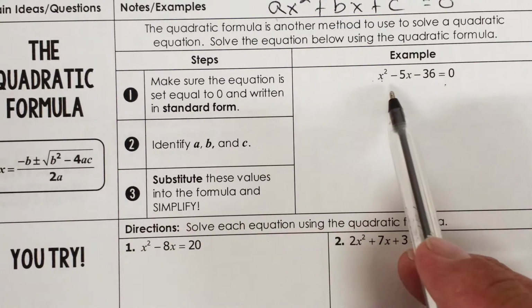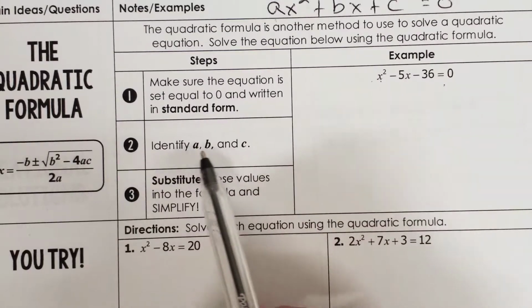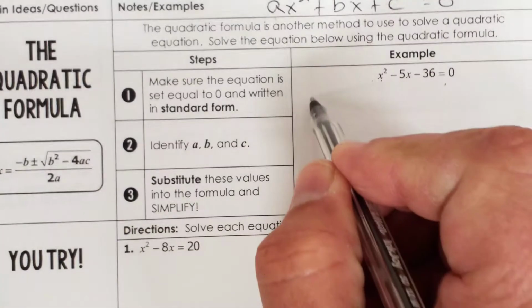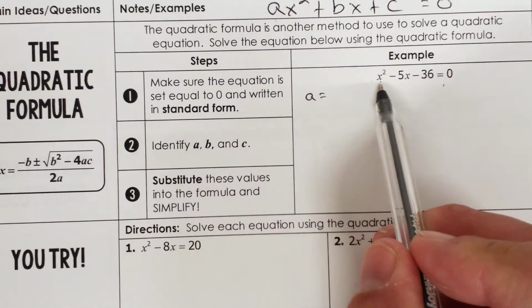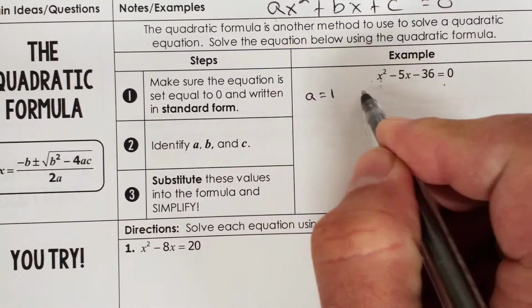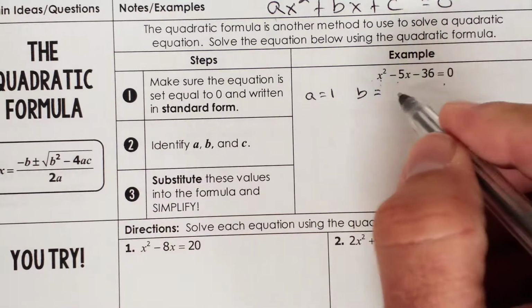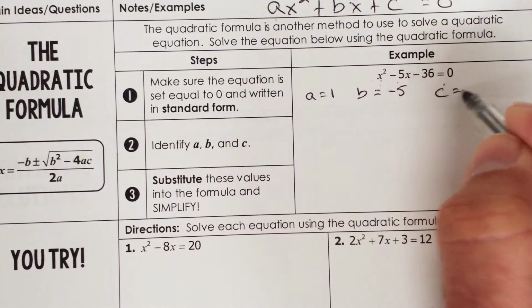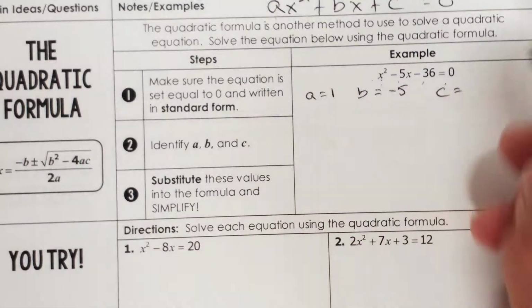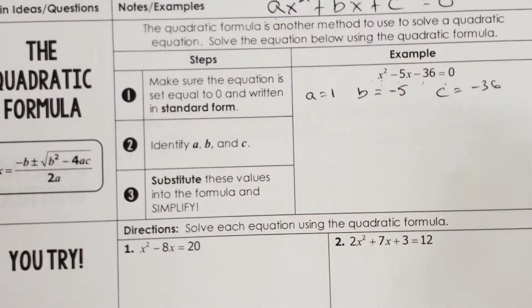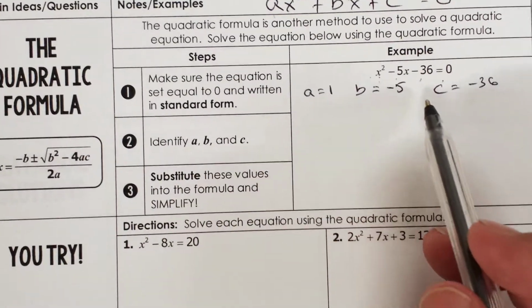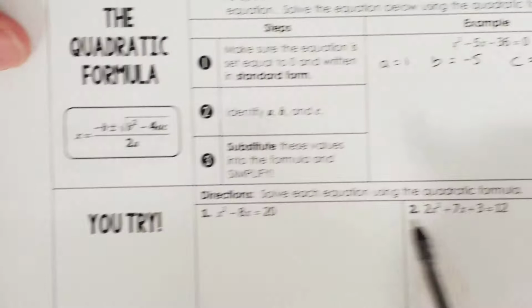So in this problem here, I need to identify a, b, and c. So a is going to equal the number in front of x squared, which is 1. b is equal to the number in front of x, which would be -5. And c is equal to my constant, -36. Okay. Now that I've identified them, now I'm going to throw these into this formula.